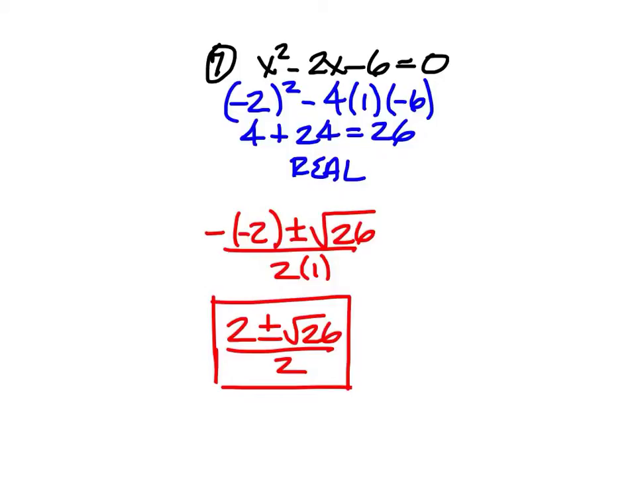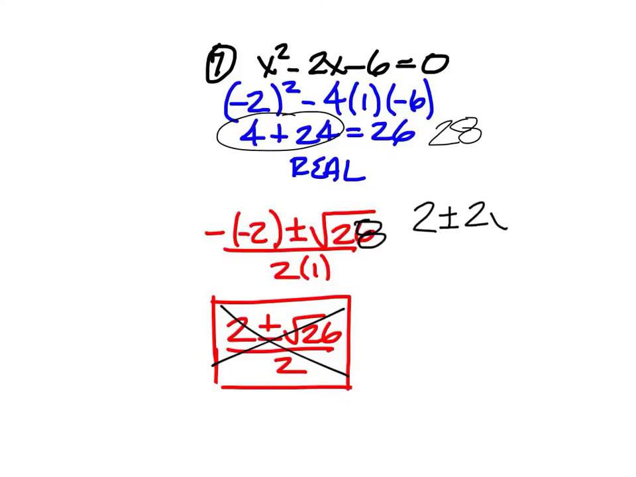Well, this is just absolutely awful. Come on, Mr. Skinner. Yeah, 4 plus 24 is 28, so that does make a huge difference. In fact, I'll have to rework the rest of this real quick. So if I had a 28 in here, of course this is not the answer, but you would have 2 plus or minus 2 square root of 7 over 2, which you could simplify to 1 plus or minus square root of 7.